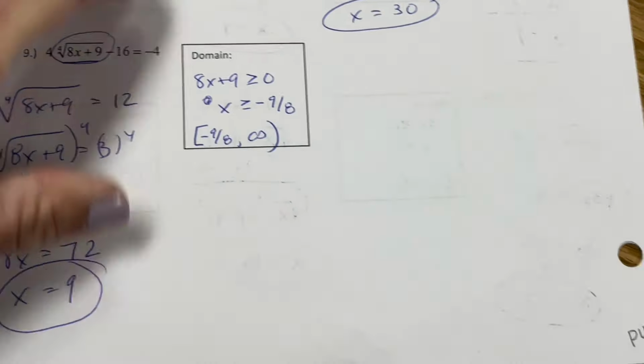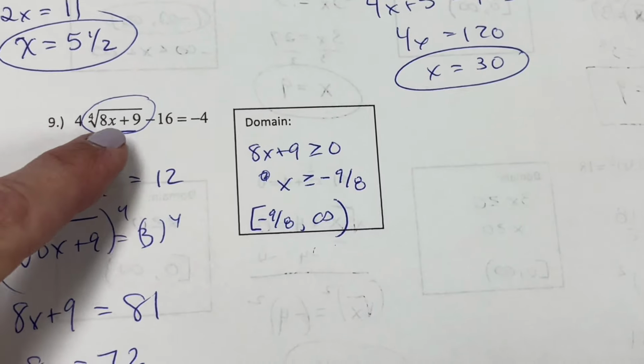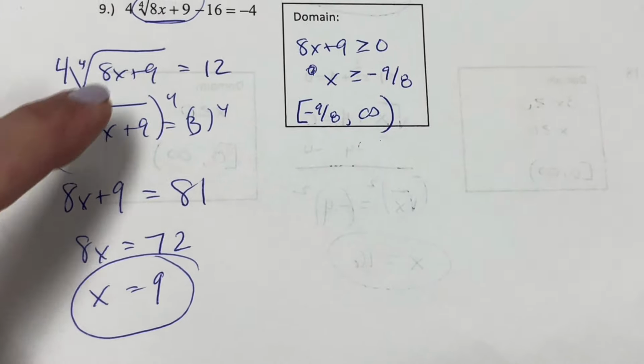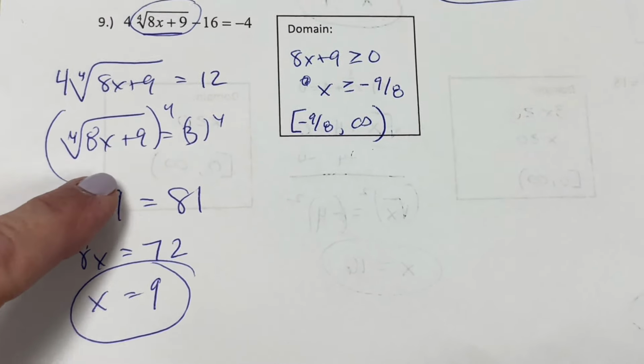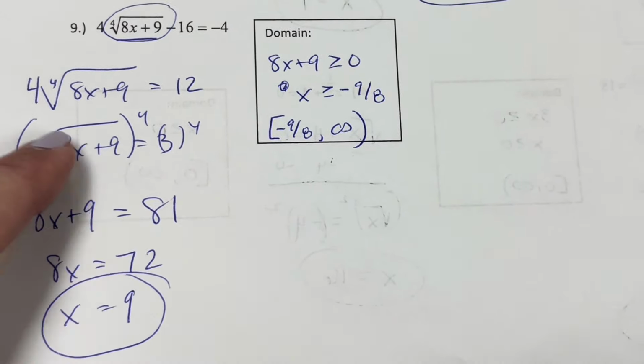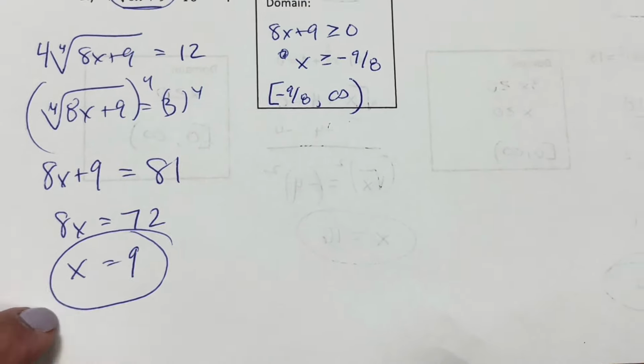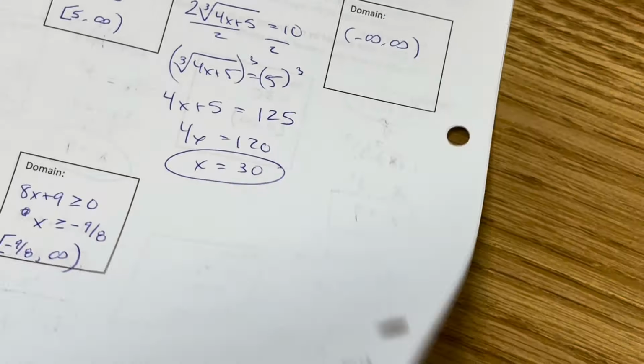So that's it. I'm doing 2 things. I'm getting the domain by figuring out what the thing under the square root is allowed to be. And then I'm solving by isolating the root, raising both sides to the same power that will make the root cancel, getting my answer, and checking that it's part of the domain.